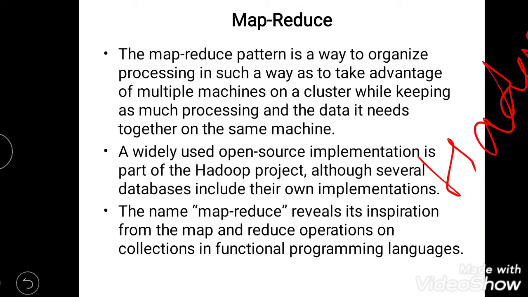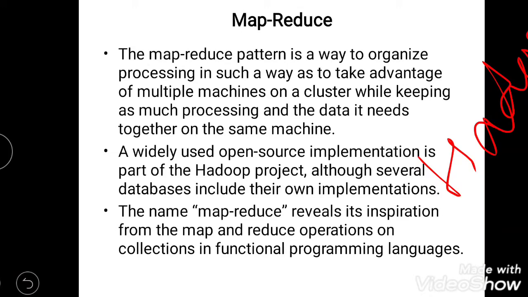MapReduce is a way to organize processing, and it can be implemented on a Hadoop platform. MapReduce has concepts like the map method, combine method, and reduce method. Those methods can be implemented in a functional programming language like Java. MapReduce is a pattern to organize processing in such a way as to take advantage of multiple machines on a cluster. To be simple, it is parallel processing, with things executing in a parallel manner.